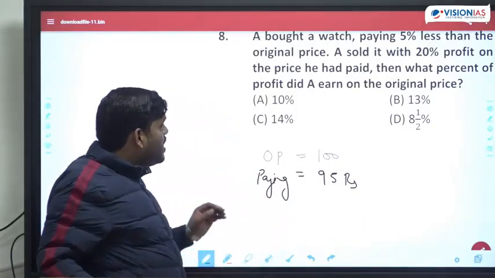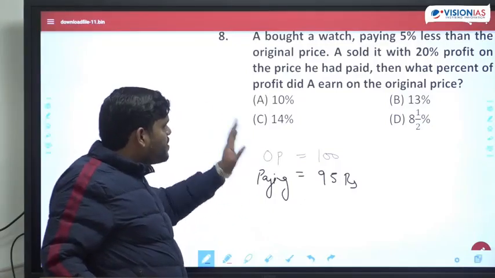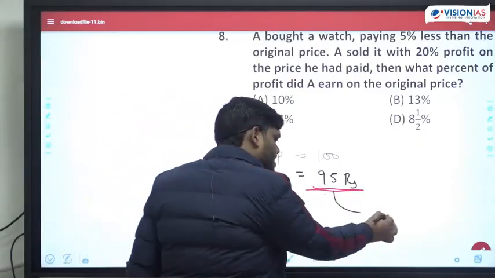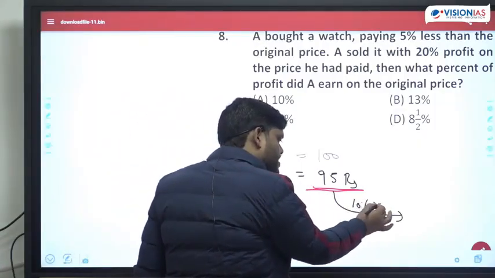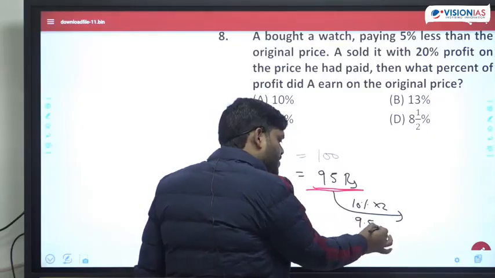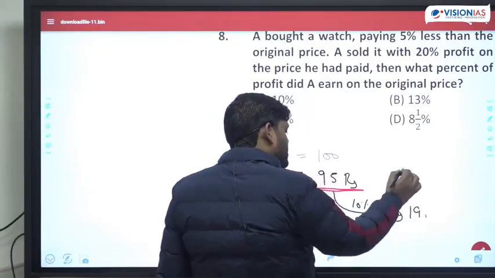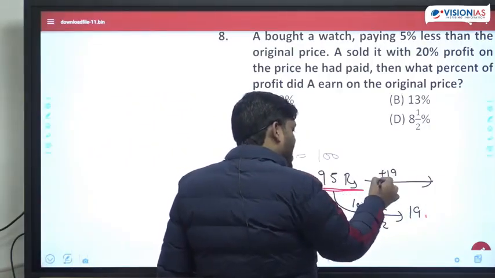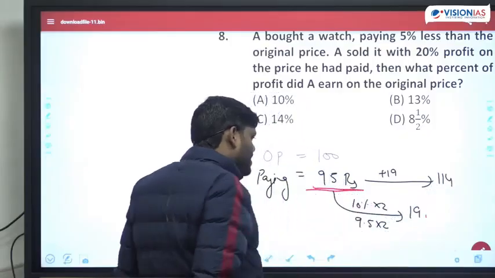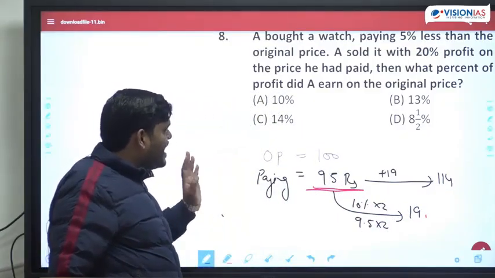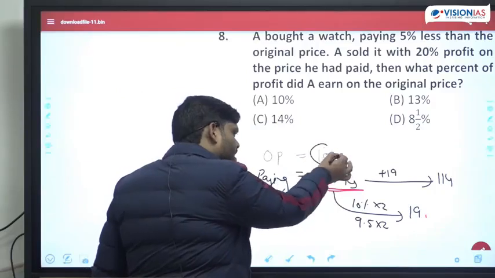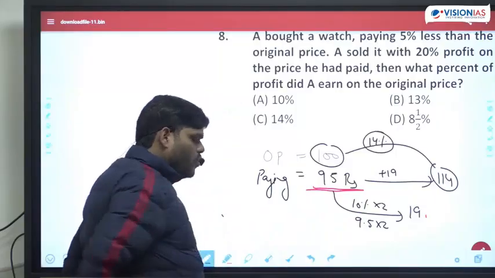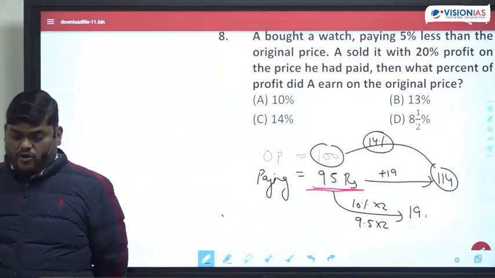Now, A sold it at 20% profit on the price he paid. That means 20% profit on this price. What is 20% of this? 10% is 9.5, into 2, that means 19. Profit means addition, so I will add 19 here. How much will I get? 114. Now, how much profit did A earn on the original price? The original price was 100. He is selling at 114. That means there is a profit of 14%.